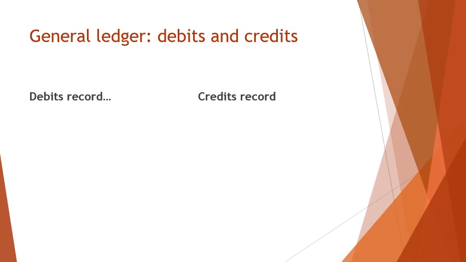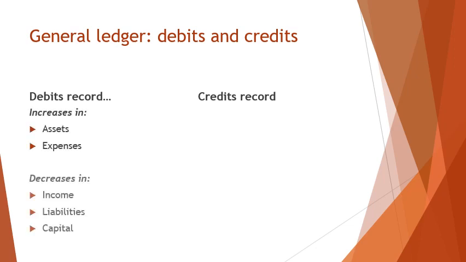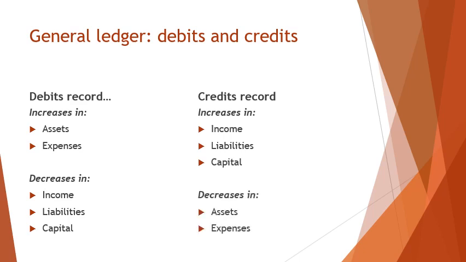When we're recording information into our ledgers, we need to record transactions as debits or credits. Just to remind you, debits are records of increases in assets and expenses or decreases in income, liabilities and capital. Credits are the opposite of debits, so they record increases in income, liabilities and capital, or decreases in assets and expenses.